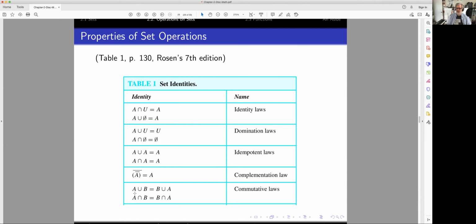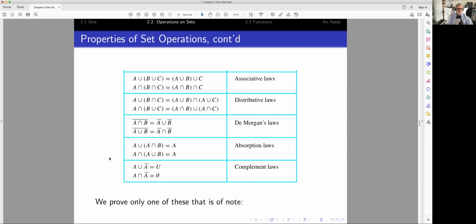Commutative law, that's directly from the definition, right? Associative law, hopefully this makes sense, but you have to sort of work through it. And then we get to a few which are not so obvious. The distributive law, I don't find obvious at all. I look at that and I don't see why this should be true. So I have to work it out.